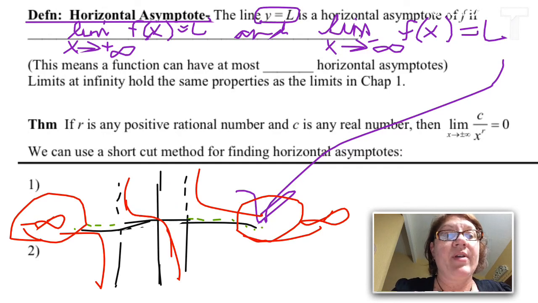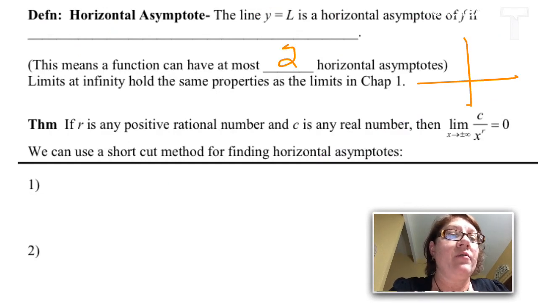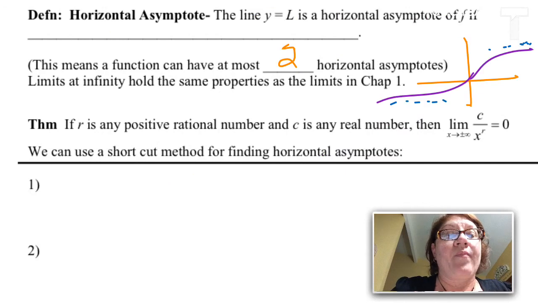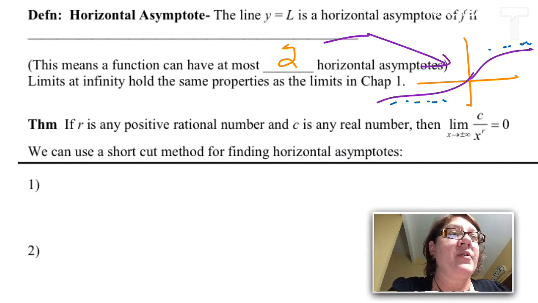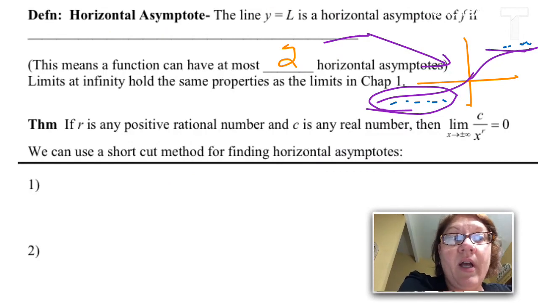Okay, I'm going to erase all that. And so that means that my function can have at most 2 horizontal asymptotes. They could be on different levels. So maybe I have something crazy like this going on, where positive infinity is approaching this one and negative infinity is approaching this one. And since I'm about to run out of video, I'll talk about the next theorem on the next video.